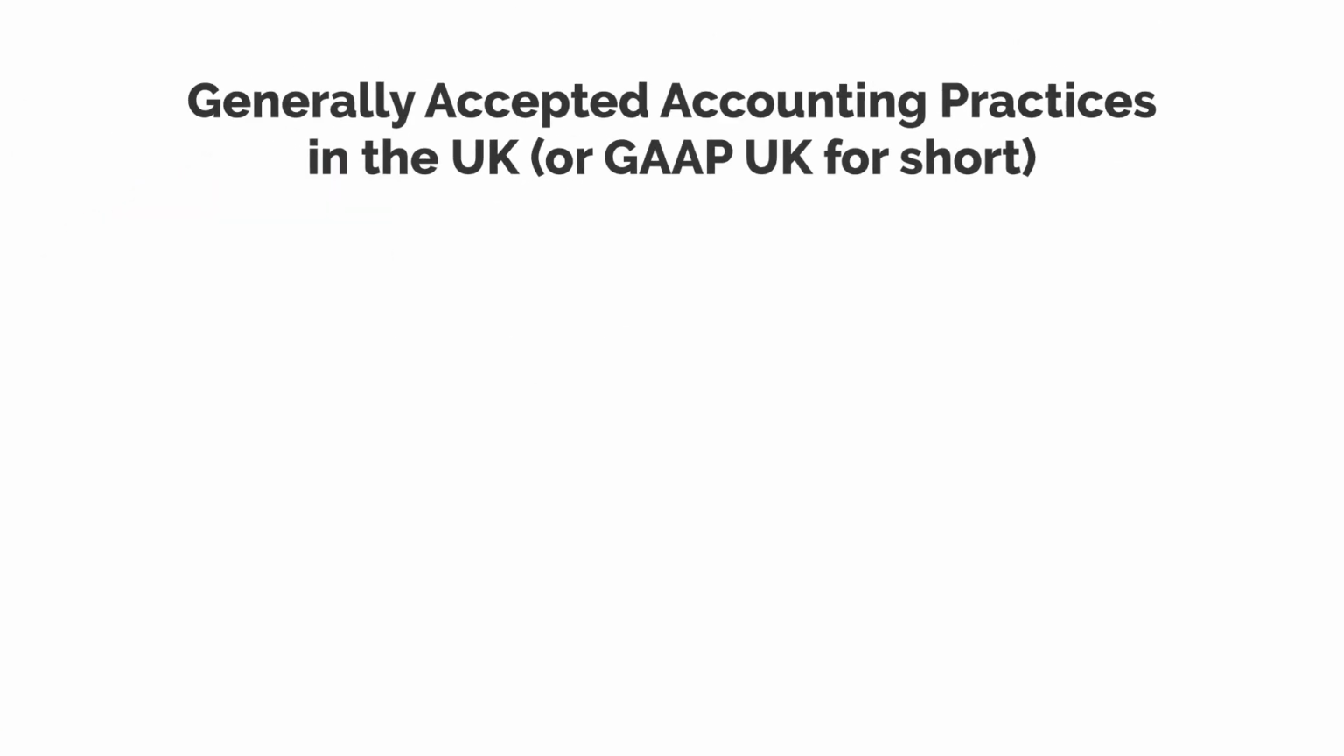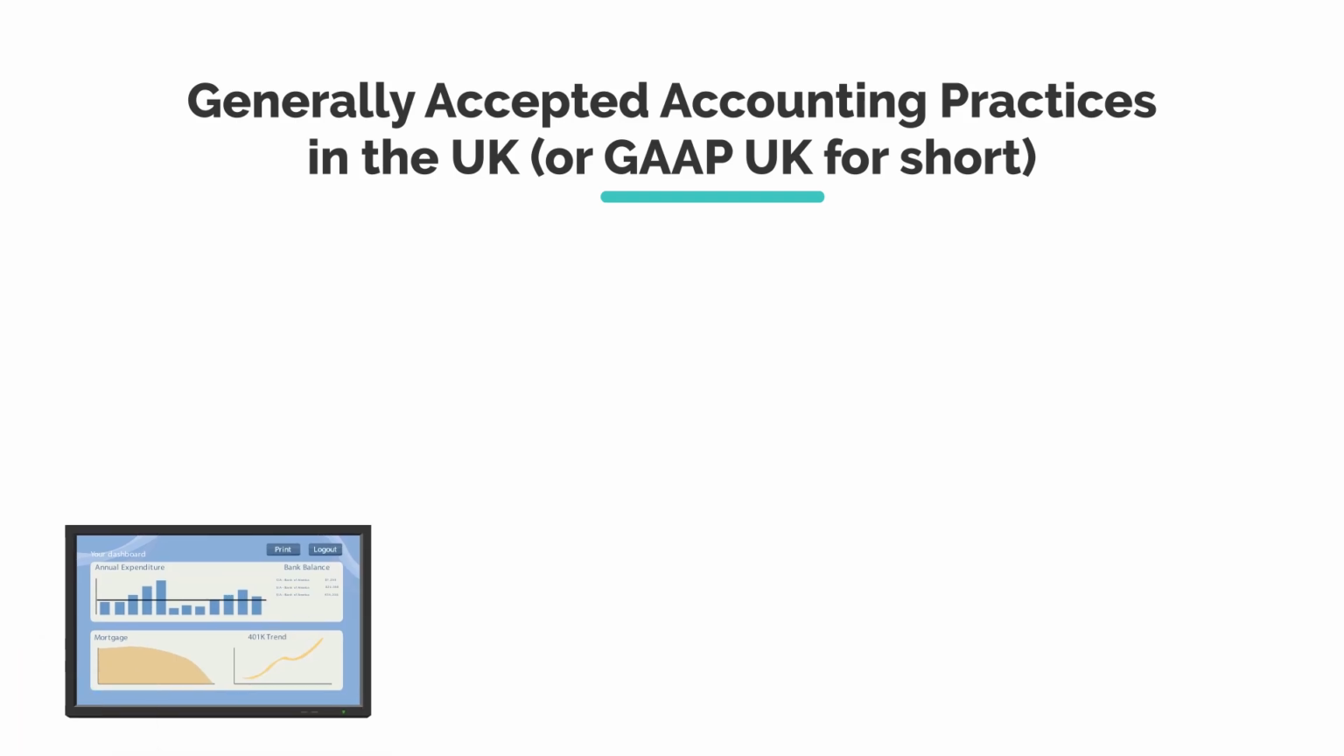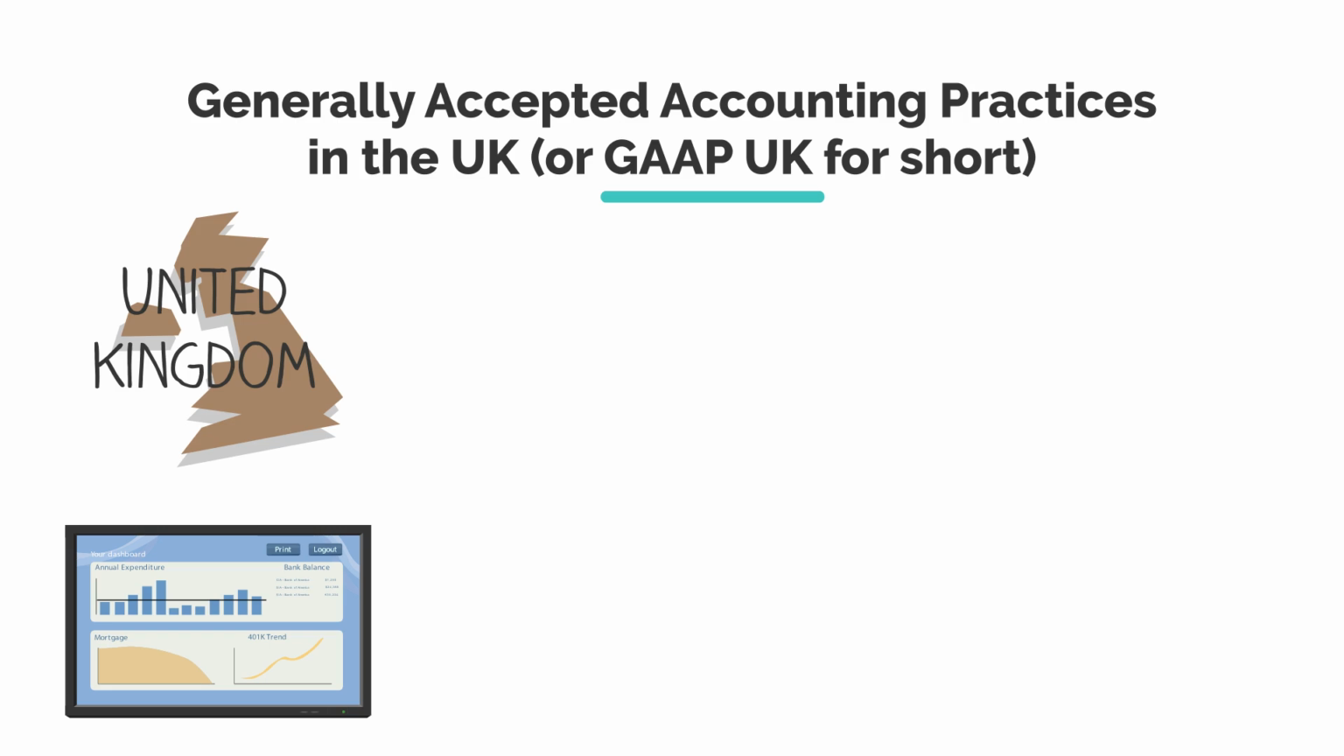Generally accepted accounting practices in the UK, or GAAP UK for short, refer to a comprehensive set of rules that govern how company accounts must be prepared in the United Kingdom. These practices are crucial, as they ensure consistency across all company financial reports.